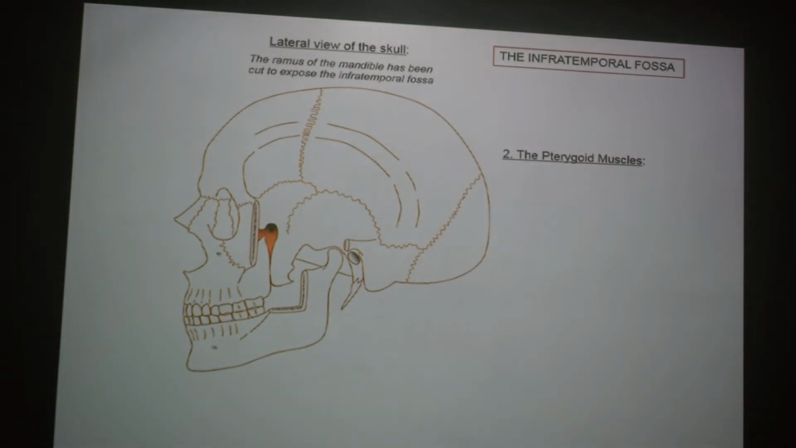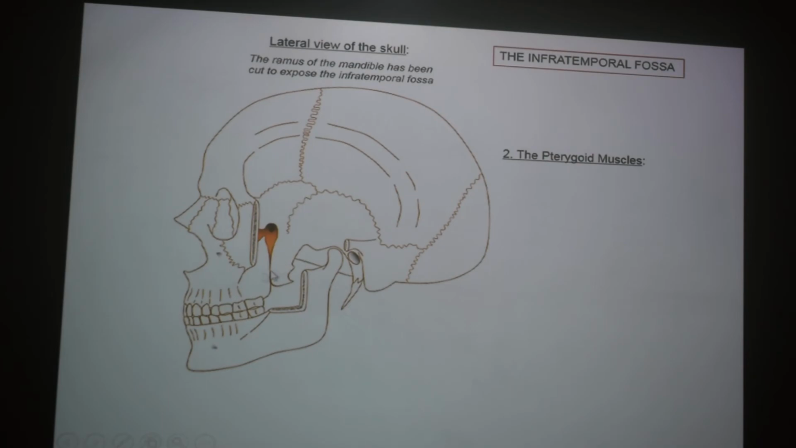So now let's look at the structure. We have removed the ramus of the mandible so that you can look into the infratemporal fossa. What you are seeing is the lateral pterygoid plate, which is forming the medial wall. This is the ramus of the mandible, which is forming the lateral wall. Then you have the pterygomaxillary fissure, and you are entering into the pterygopalatine fossa. Medially there is the pharynx.